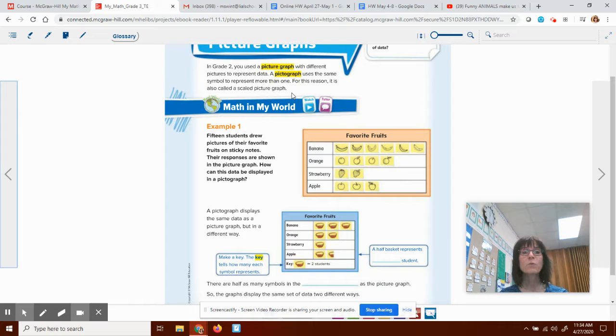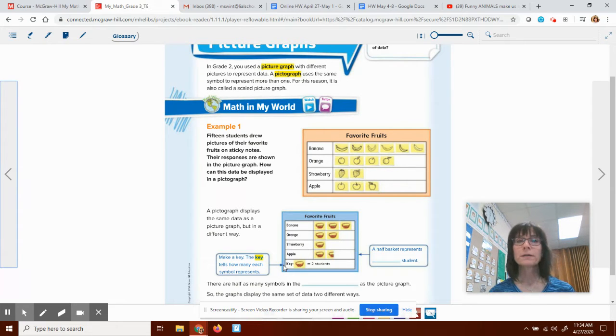So we're going to look at example 1, favorite fruits. 15 students drew pictures of their favorite fruits on sticky notes. Their responses are shown in the picture graph. How can this data be displayed in a pictograph? So I take a look at my picture graph. It's showing me pictures of bananas, oranges, strawberries, and apples. Now they want me to use that information and make a pictograph. In this case, I'm using the same symbol, which is a basket, instead of doing individual pictures.